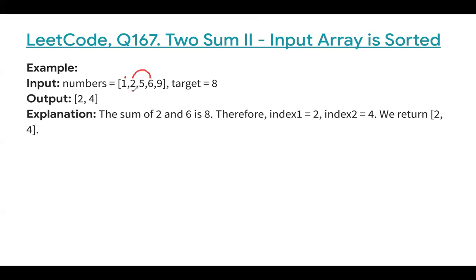And the index for element 2 is 1, right? Because the index always begins from 0. This is 1, and this is 3. So when we return the result, it should be 2 and 4 because we need to add 1 to them. So it's 1-indexed: this is 2, this is 4.